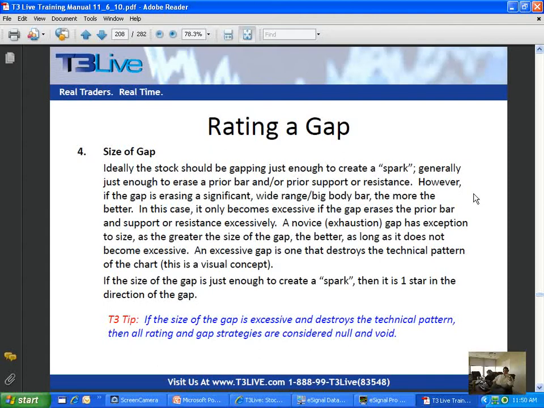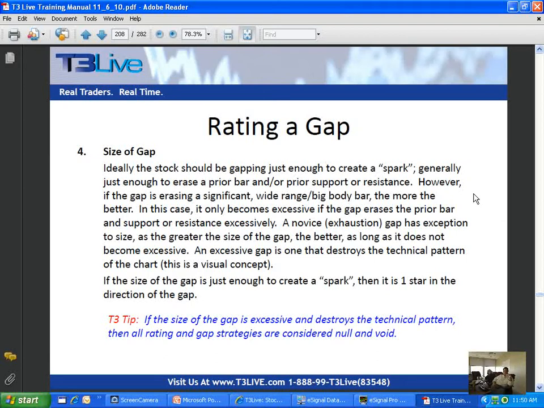Again, I know that I'm reading this on the faster side, so it's probably hard to process. Pictures will do us a lot better of a service. An exhaustion gap has an exception to size, as the greater the size of the gap, the better, as long as it does not become excessive. An excessive gap is one that destroys the technical pattern of the chart.